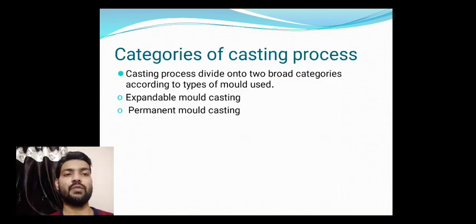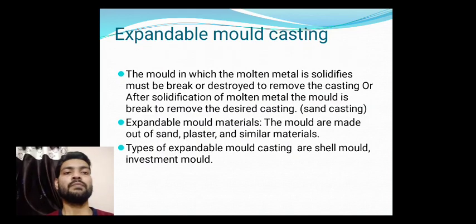Categories of casting process. Casting processes are divided into two broad categories according to the type of mold used: expendable mold casting and permanent mold casting. Expendable mold casting means that the mold cannot be reused. The mold in which the molten metal is solidified must be broken or destroyed to remove the casting, or after solidification of the molten metal, the mold is broken to remove the desired casting.